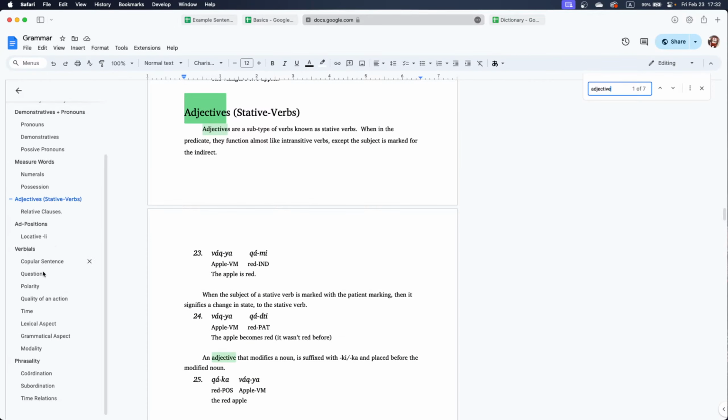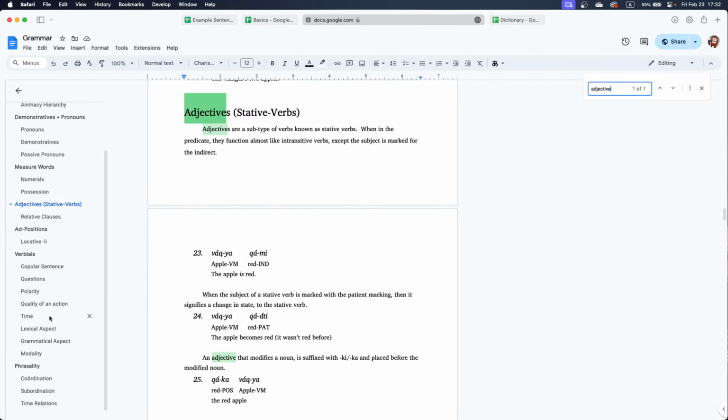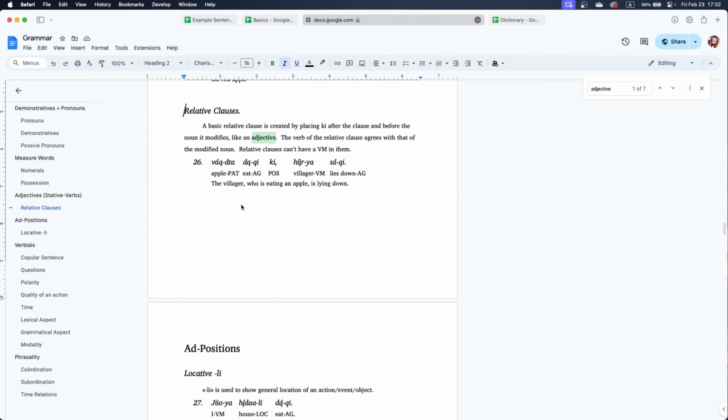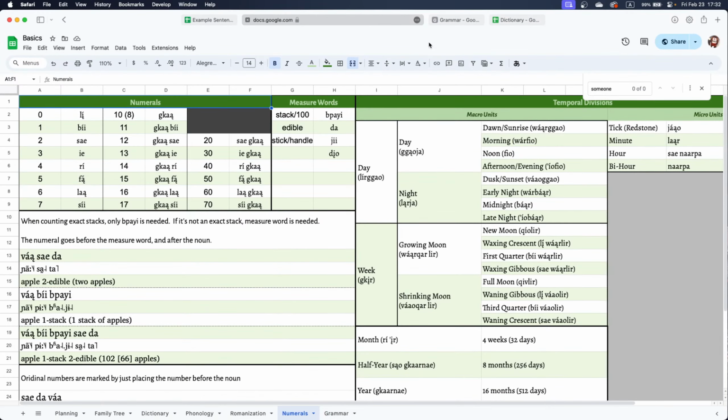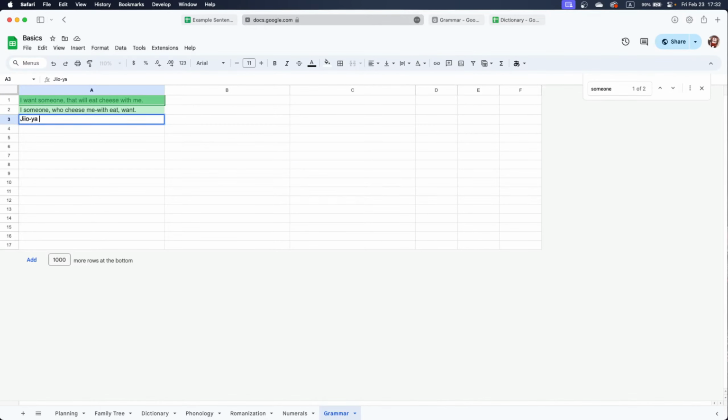and then looking at my grammar, relative clauses are treated, yeah, so they're treated like adjectives. However, it does, no, never mind. So let's see. Let us see. So, nyanga, no, nope, it needs to be, I, who eat cheese with me, someone wants.